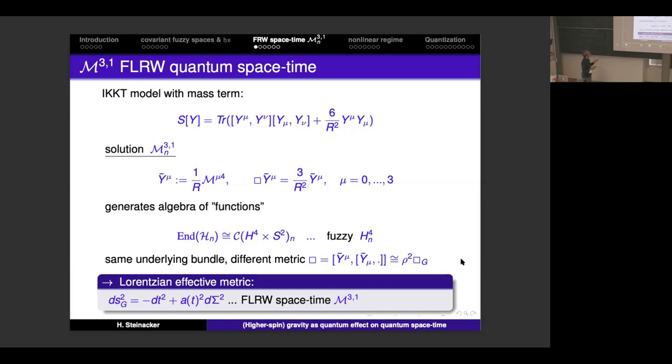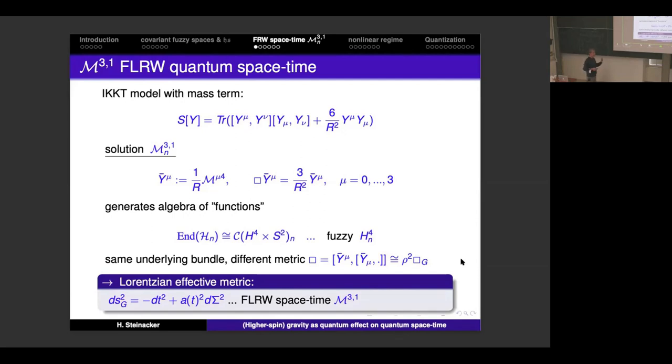And it's a very easy observation just from commutation relations that these are solutions of this classical matrix model. It's a very easy check. And in fact, I claim that these generators, even though there are only 4, still generate the full algebra of functions on this representation, so the full endomorphism algebra on this representation. So they generate the full algebra of functions on this bundle.